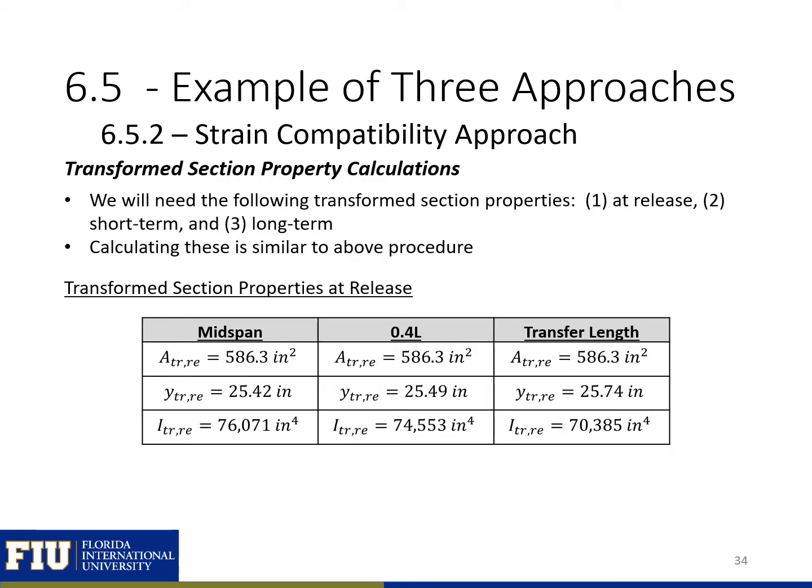We'll need our transformed section properties, and we'll need them at several different times in several different locations. So we need the transformed section properties at release, and we'll find them at midspan, at 40% of the length, and at the transfer length. Note that we need to find them at different locations in this problem because we have harped strands. So the centroid of the strand is changing along the length of the beam. And because the location of the strand is changing, so will the transformed section properties. So that's why we find them at 3 different locations.